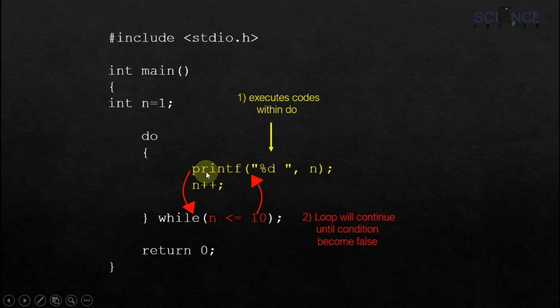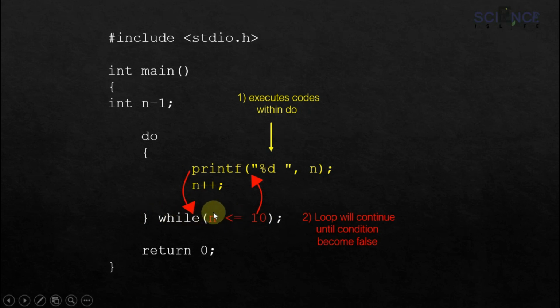So here I am going to print the number, right? After printing the number, what is the value of my number? It is 1. After printing the 1, I am updating the variable. I am going to add 1 to the n variable, right? So after updating, my n is now 2. After executing these things, I am going to see the condition.